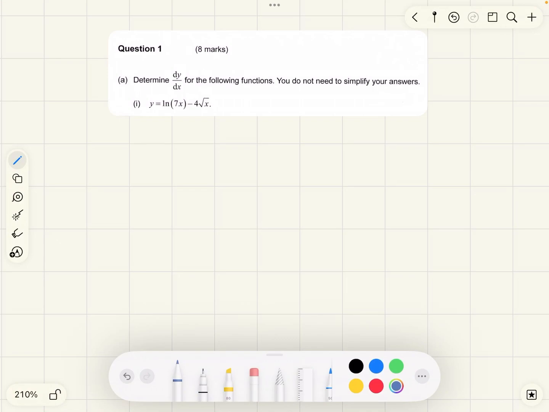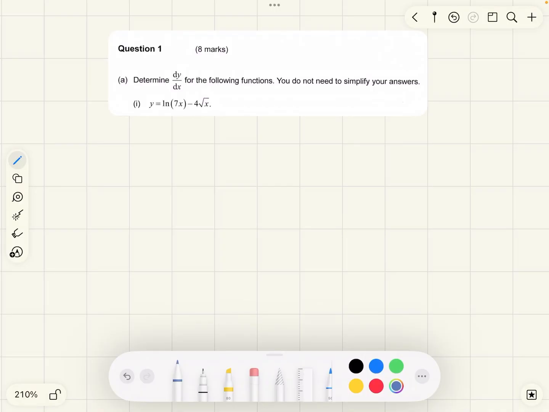Okay, now we have this question. It's from the 2025 exam. It's the first question. The first question of an exam is usually the differentiation type of question. It's very easy. You shouldn't lose any marks on it. It's 8 marks, but you should do it in 5 minutes.